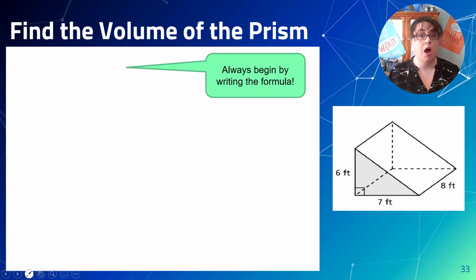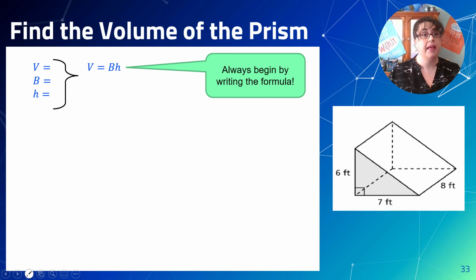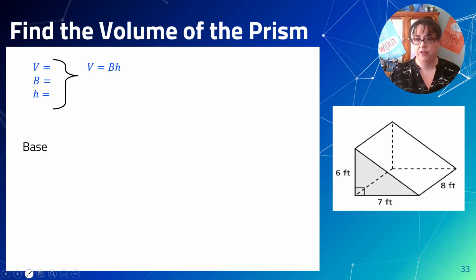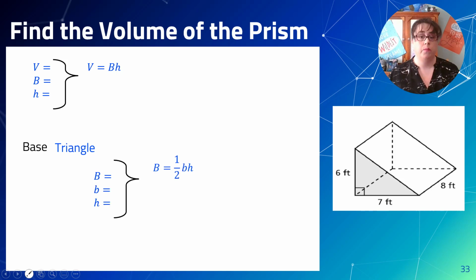So remember, always begin by writing the formula. Volume equals base area times height, and then write down those three things: volume, base area, and height. Some of you might be able to write down your height immediately. If you can, great. Write it down, get it out of the way. Others of you might not be able to, and that's okay too. But we know that we have to go find the base. And so the base here is a triangle. We are going to then write down the formula for that.